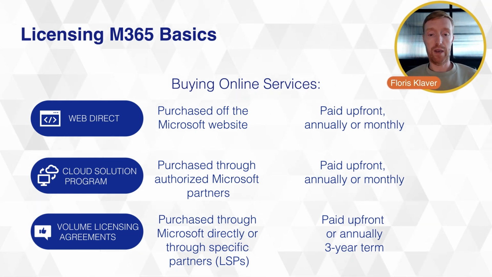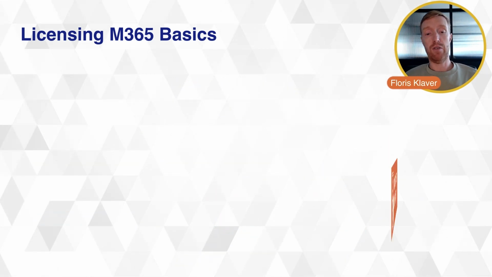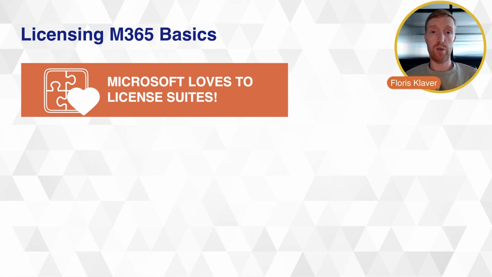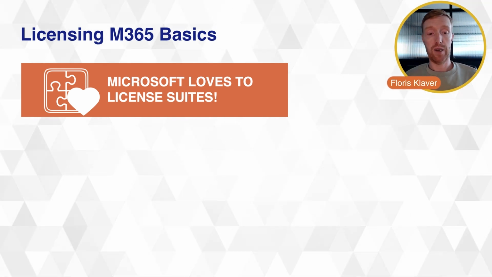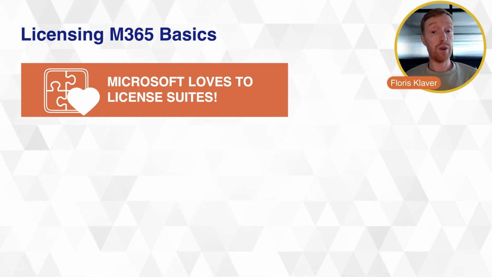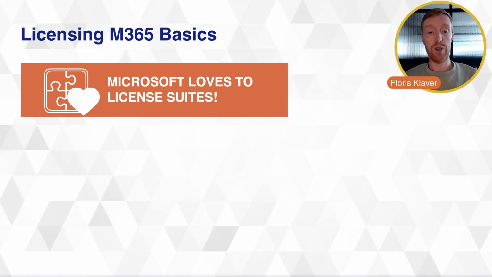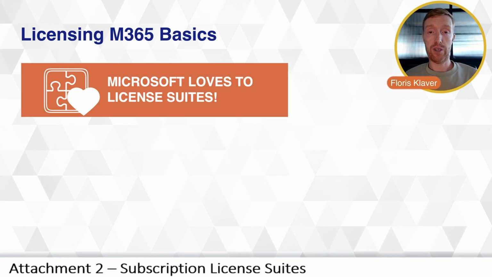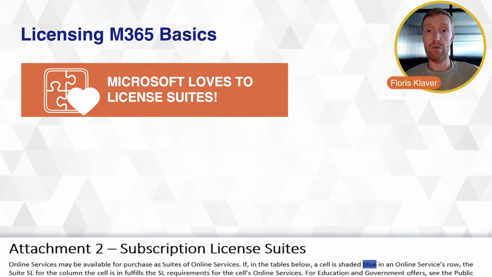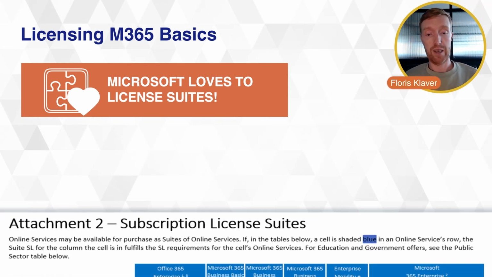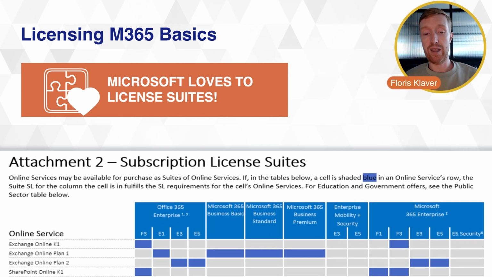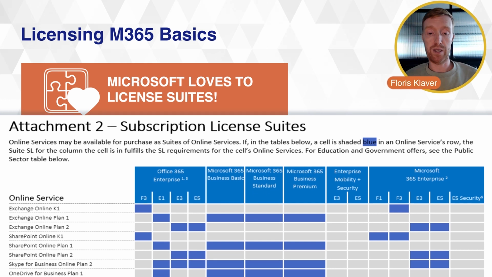Now, like I said in the intro to this series, Microsoft loves to license suites. So M365 can always be seen as a suite of products. And in the Microsoft product terms, Microsoft shows what's all included in whatever suite through the picture you see here on the screen. So you see all the services on the left-hand side. You see all the suites on the top column. And anything that's included in a certain suite gets a blue check mark.